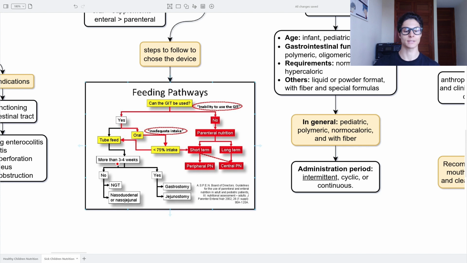So will this treatment last more than 3 to 4 weeks? No. Then we have the nasogastric tube, or the nasoduodenal or nasojejuno tube. So a tube that enters through the nose and goes to either the stomach, gastric, or the intestine, duodenal or jejunal. If the treatment lasts more than 3 to 4 weeks, then we have to do a gastrostomy or a jejunostomy. Stomy comes from stomia, which means hole. Gastrostomy is a hole in the stomach. Jejunostomy is a hole in the intestine, and through that hole we can have this tube to give the nutrients.